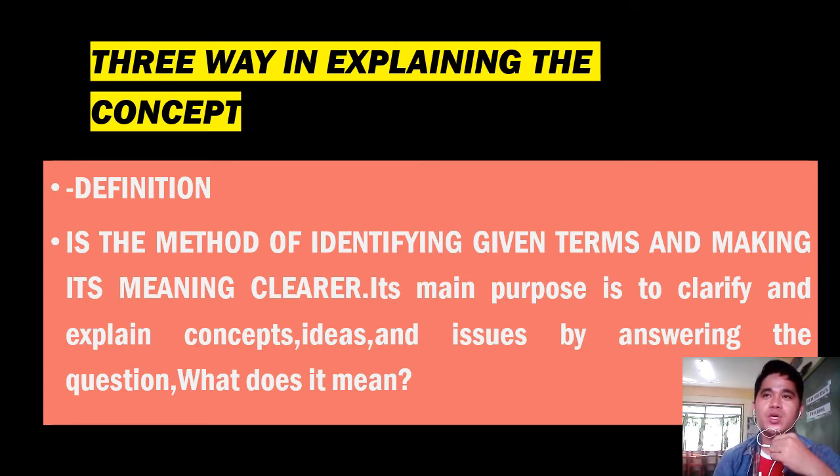Example, the problem. You have to really start defining it so that it will be clearer, it will be understandable to your readers or to the agency that you are planning to submit your proposal or research paper. Its main purpose is to clarify and explain concepts, ideas, and issues by answering the question, what does it mean? So it is very important that at the onset, at the start of your concept paper, the problems, the rationale, the purpose, why you are making such, are defined very well.